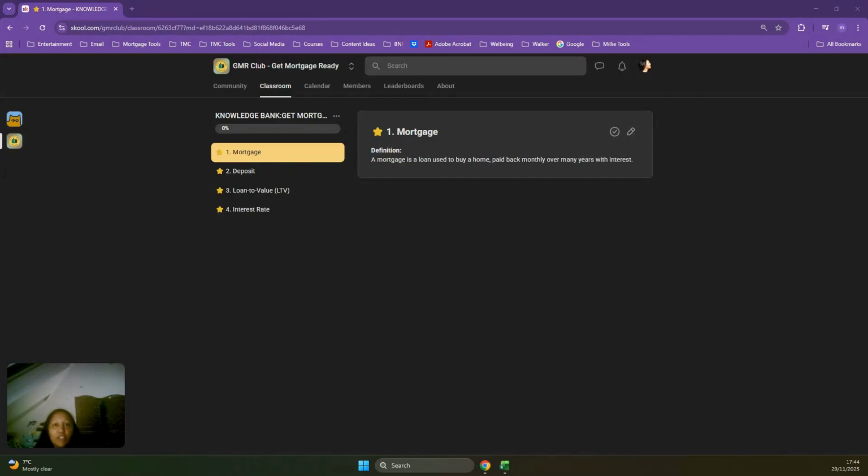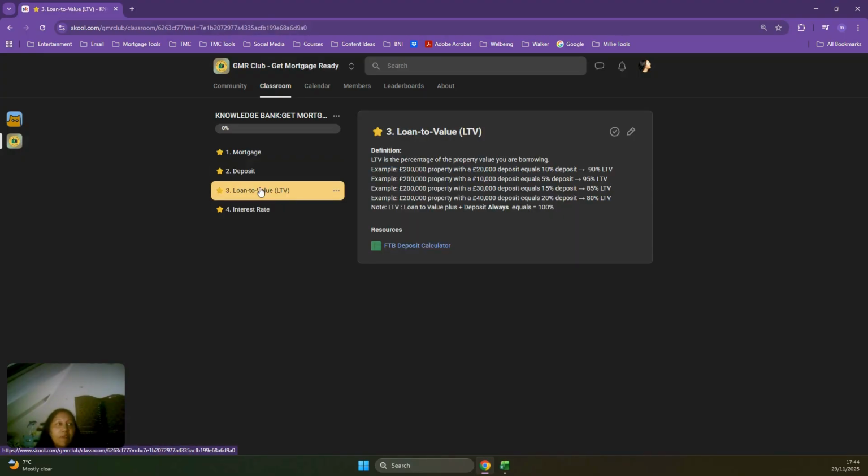The first time buyer triangle. The first time buyer triangle consists of the mortgage, which is the loan used to buy a home. It's paid back over many years with interest. The deposit, which is the amount of money you put down up front. This can normally be savings. It can also be a gift from a family member.